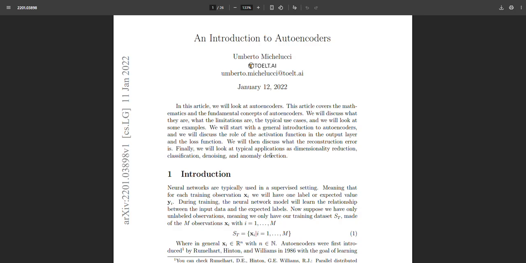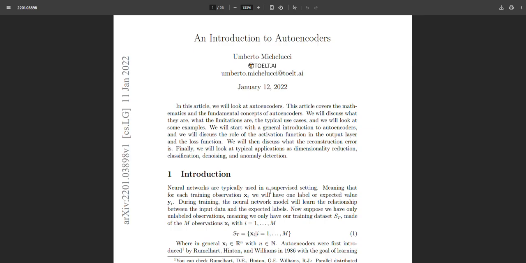We're talking about using autoencoders for essential tasks like dimensionality reduction, classification, denoising images, and even identifying anomalies in complex data. So get ready to unlock the secrets of autoencoders and let's get started.